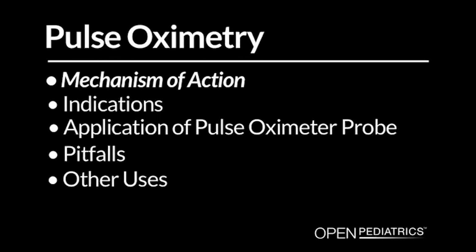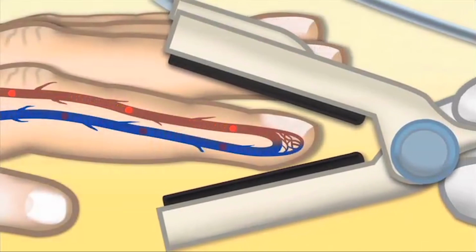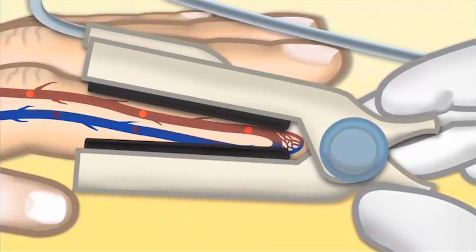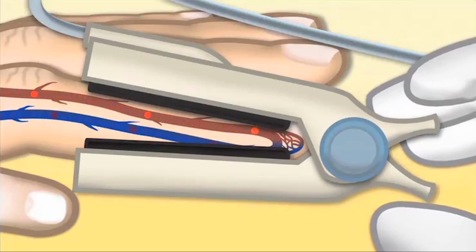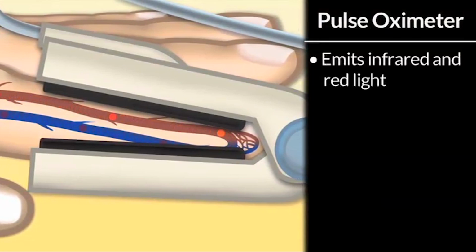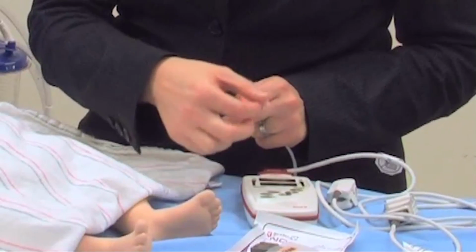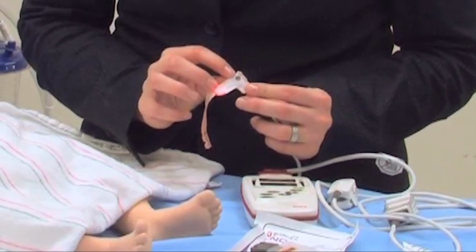Mechanism of action. In this segment, I'll be talking to you about how a pulse oximeter works. The pulse oximeter works by emitting infrared and red light and having it pass through a tissue bed, which includes pulsatile blood. The infrared and red light will pass through the tissue bed over to a receiver, which is on the other side of the pulse oximeter. You can see that here.